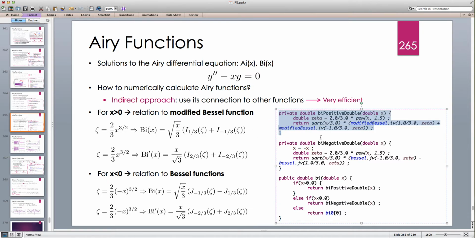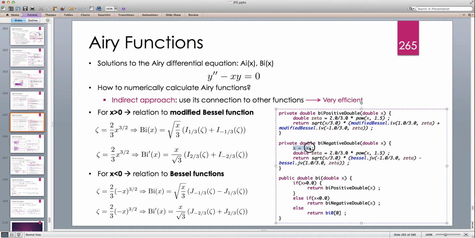All right. So this is the positive. For negative, again, we calculate zeta based on the magnitude of x, or negative x, because negative x is positive. And Bi is square root of x over 3, J minus... again, for negative x, Bi is also oscillatory. So it's again related to the Bessel function of the first kind: J minus 1/3 minus J 1/3, and the derivative is x over square root of 3, J minus 2/3 plus J 2/3. And the implementation is this.